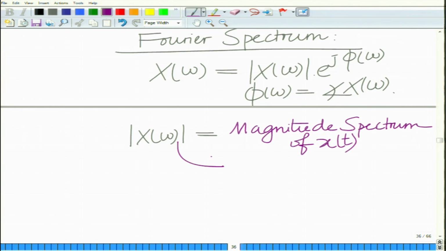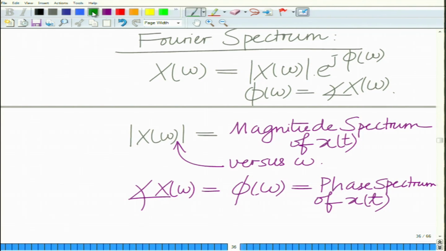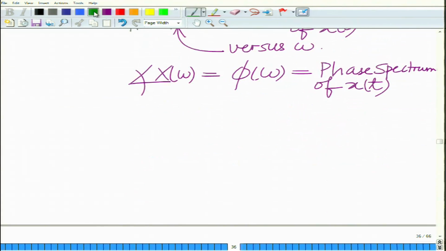That is versus the angular frequency omega, and the angle of X of omega, or the phase phi of omega, this is the phase spectrum. So, you have the magnitude spectrum of x of t and you have the phase spectrum of the signal x of t.